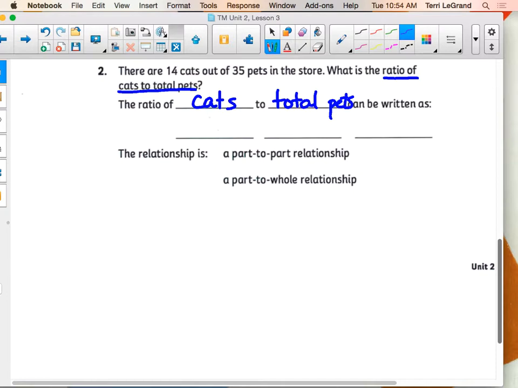So you always want to say to yourself, what am I comparing, and in what order am I comparing it? We are comparing the number of cats there are to the total number of pets there are. Well, it says there are how many cats? 14. How many total pets? 35. We didn't even have to do any calculating. We just had to look at the information, didn't we? 14 colon 35. 14 over 35, okay?